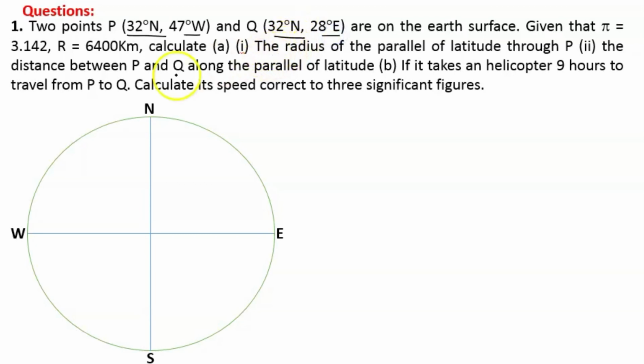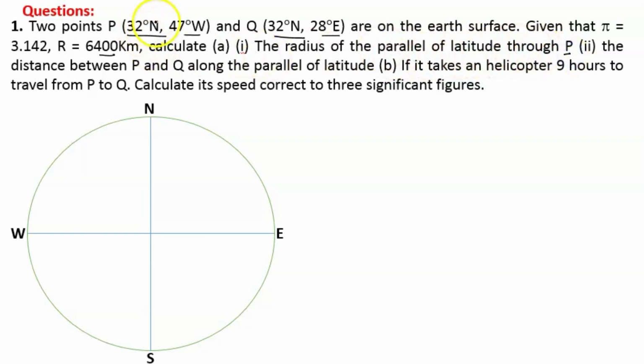So we have the radius that is given to us to be 6400 km. We also have our pi, which is 3.142. And so what was the question asking us to do? The first question is saying that we should calculate the radius of the parallel of latitude through P.